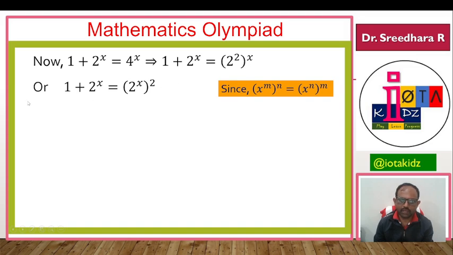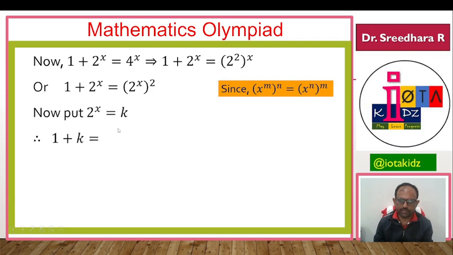So now we can put this term as one constant term or any arbitrary value, so that it is easy to simplify. So now let us put 2 to the power of x is equal to k. When we substitute 2 to the power of x is equal to k, this expression 1 plus k is equal to k square.